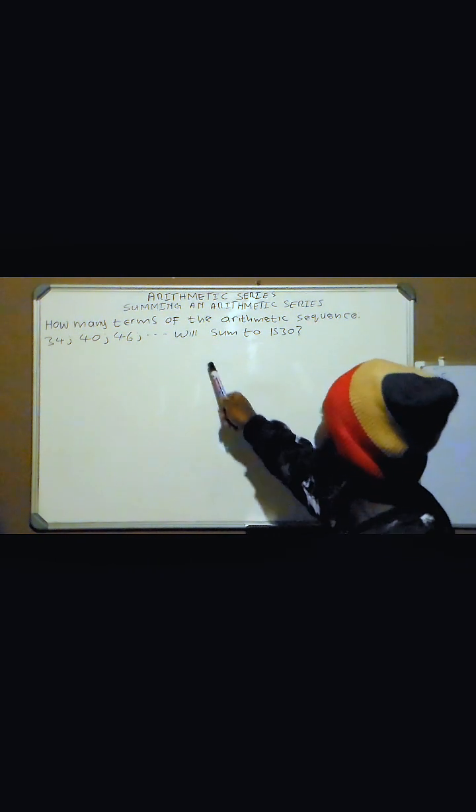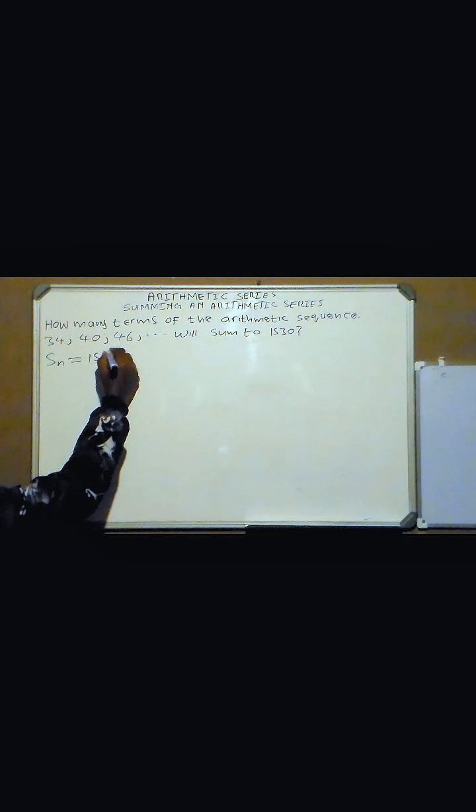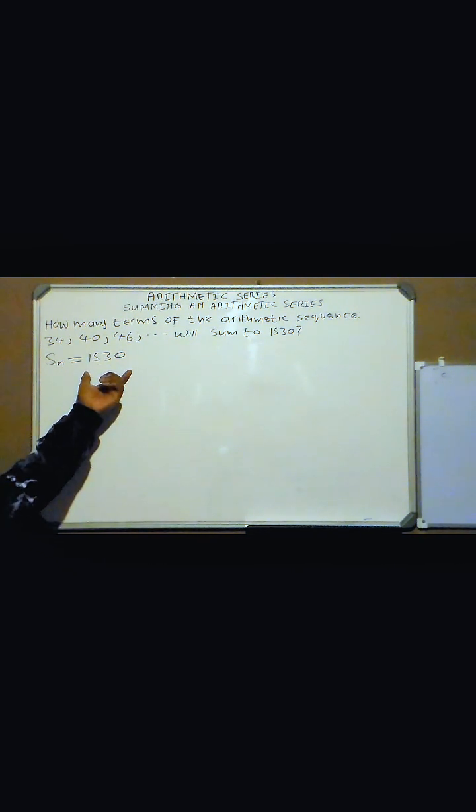So here they say, how many terms of the arithmetic sequence 34, 40, 46 will sum to 1530, right? So which means they have summed up the first n terms of this given sequence to get this value. So we have Sn equals 1530, right? So we want to find out how many terms were summed up in order to get this value. So we need to solve for n.